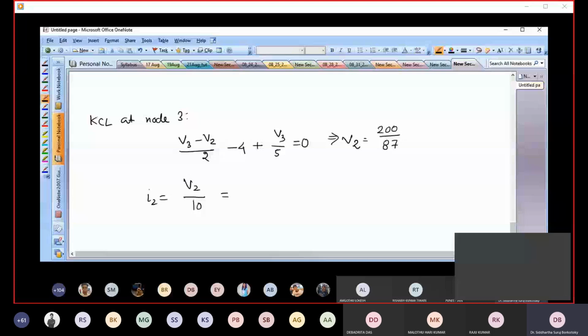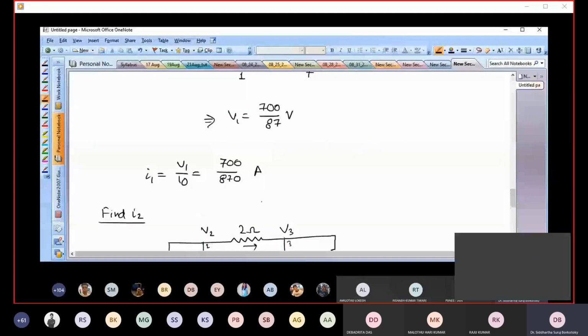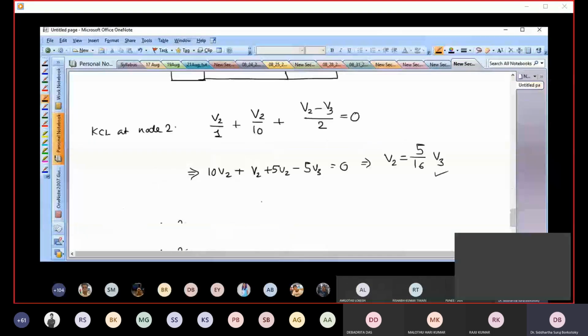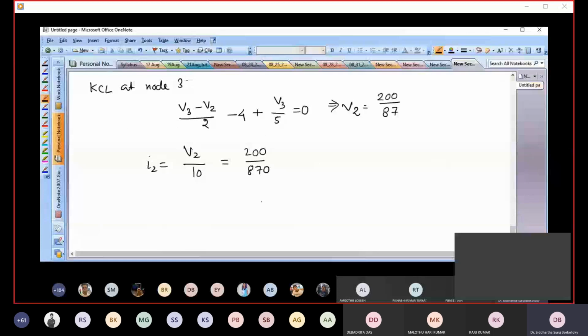Now we see that I1 was 700 by 870 and I2 is 200 by 870. So I would be I1 plus I2, that is 700 by 870 plus 200 by 870. That makes 900 by 870, which is equal to 1.03 amperes. Okay, so this is our solution.